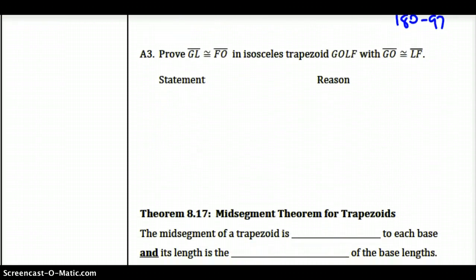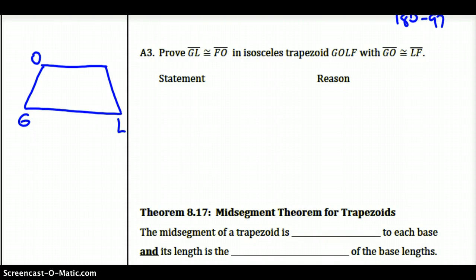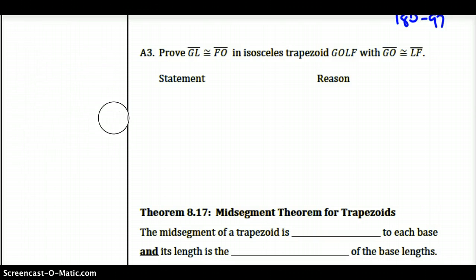Example 3, a proof to show that we'll have diagonals that are congruent. I'm going to go ahead and sketch. I've got trapezoid FGLO with GL and FO being parallel. Let me go ahead and redraw that, so they're congruent.